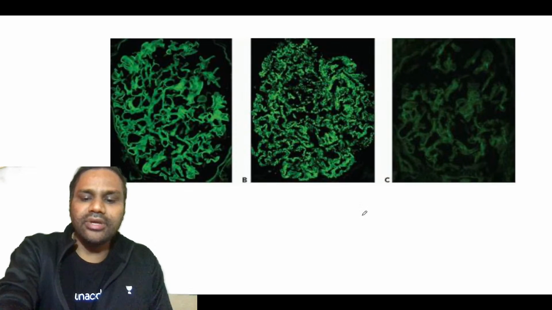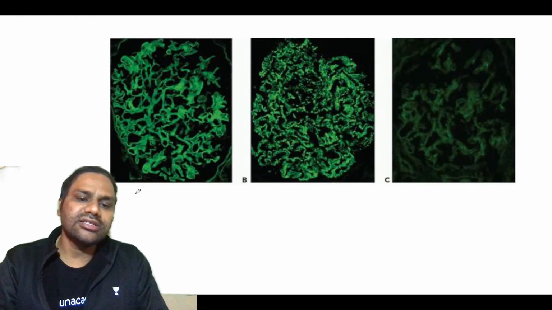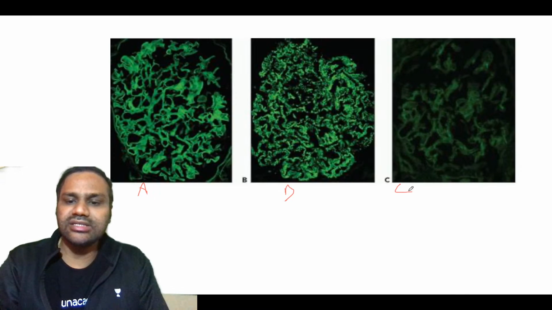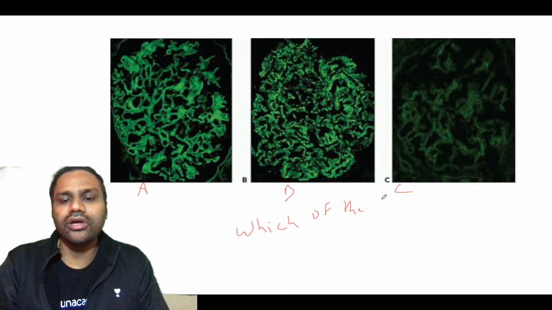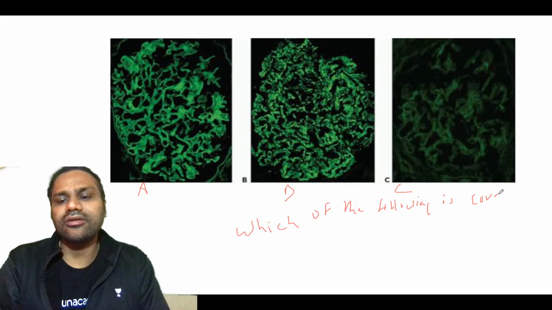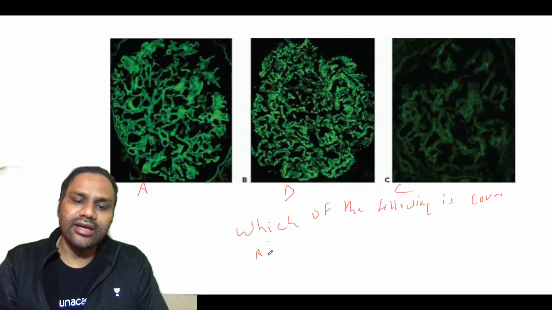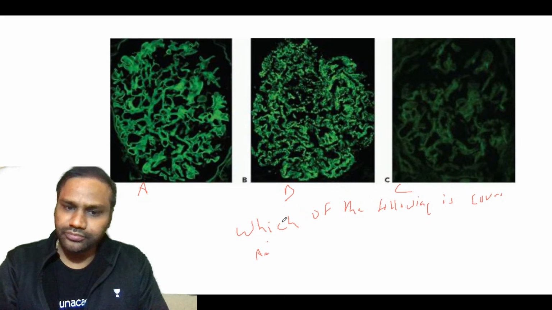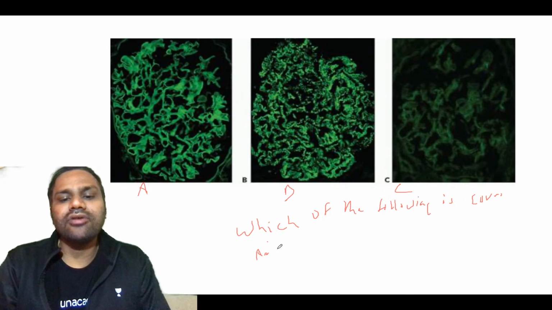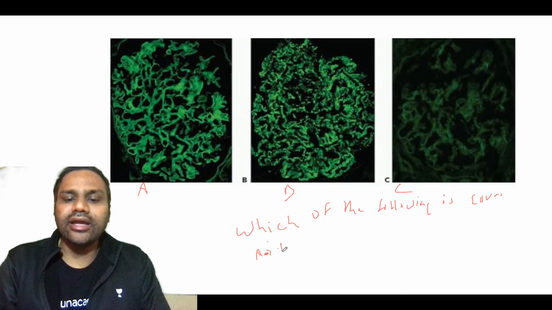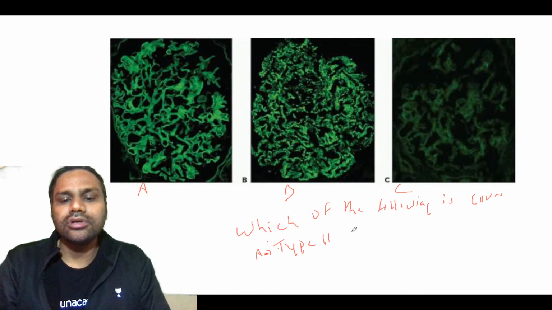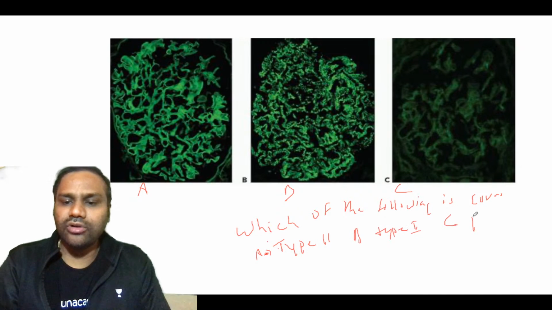So the question can be like, in exam you can be given this image as A, this image as B, this image as C, and which of the following is the correct statement. They can give you A as type 2, B as type 1, and C as pauci-immune.